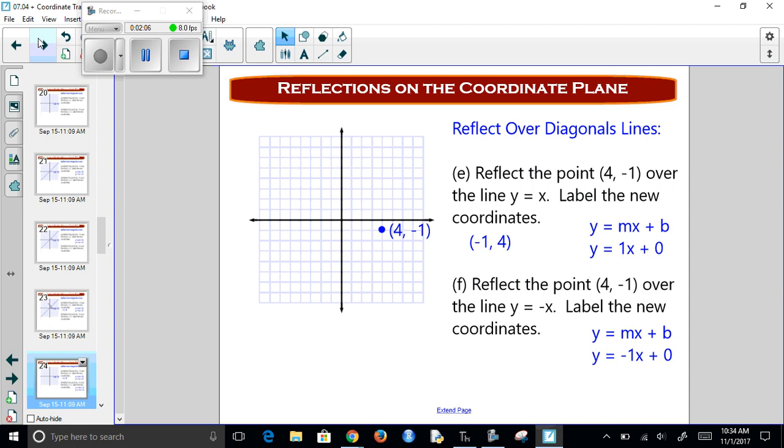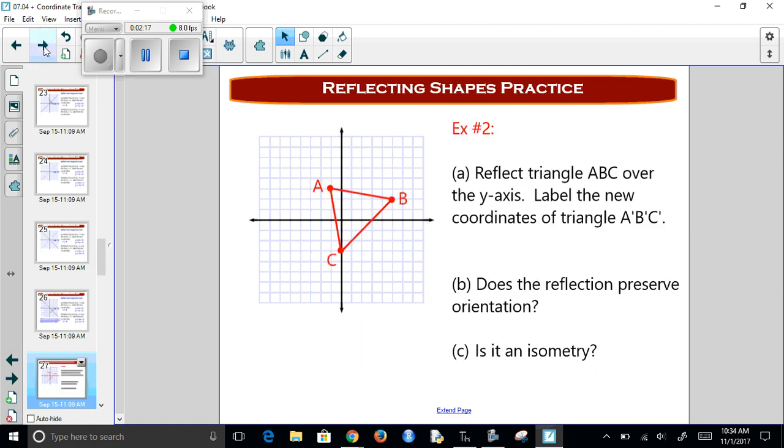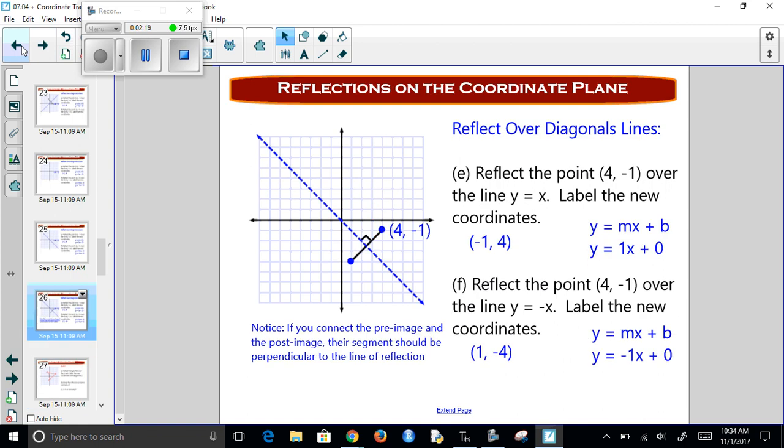Now, y = -x, if I reflect it over this, that's a slope of -1, and that's 1.5 diagonals. So if I go 1.5 more diagonals, perpendicular, oops, I went too fast, that's going to be (1, -4). So think about the relationship between these values and those values.